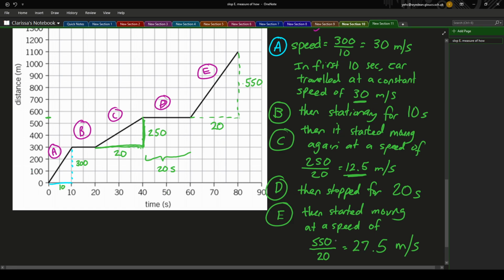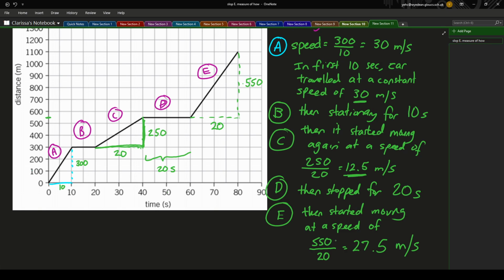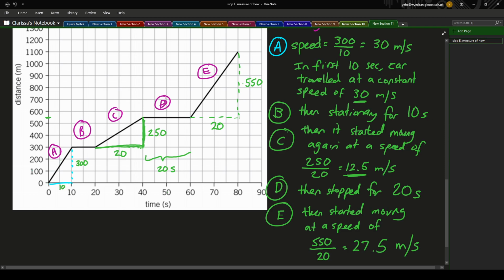So I know that was quite a bit, but that was just to demonstrate the level of detail you need when describing these graphs, and how it's useful to break a journey down into multiple steps. So at the very start of this journey, it was traveling at a constant speed. We were able to calculate that constant speed by the change in y over the change in x, because remember, the gradient of these distance time graphs represents the speed, because speed is distance divided by time.